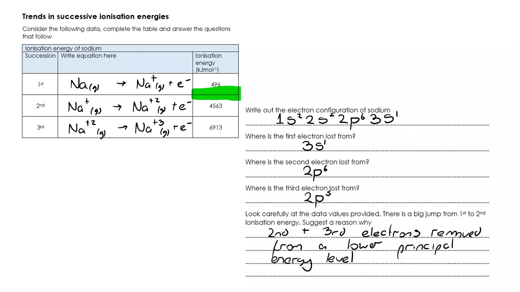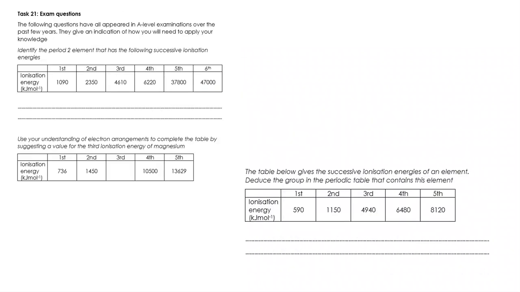So let's look at some exam questions now. What can we do with this? Have a go at these and then review your answers. So, in the first instance, we have got a period 2 element, and period 2 is lithium across to neon. We've got the successive ionization energies. What do we think is the identity of the element?